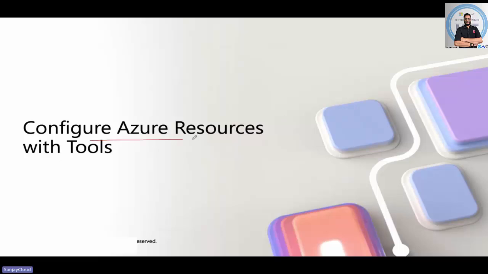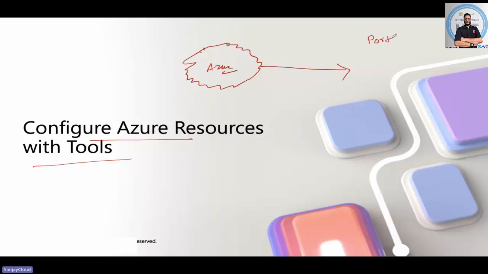So first lesson, configuring Azure resources with tools. When it comes to tools, what does it mean by tools? So assume this would be Azure Cloud. And when it comes to making different API calls, we can access and manage Azure through Portal, that means through web. We can manage through PowerShell. We can manage through CLI. We can manage through ARM template, using ARM template. So we can make different types of API calls and we would be able to manage those services.